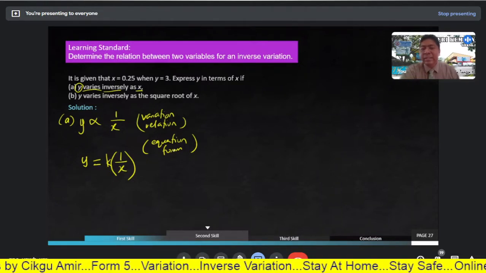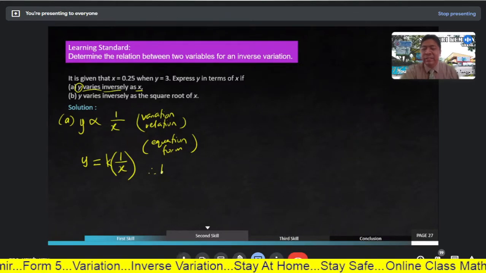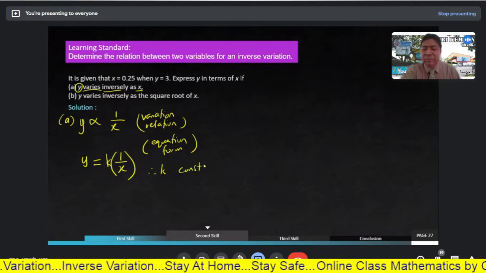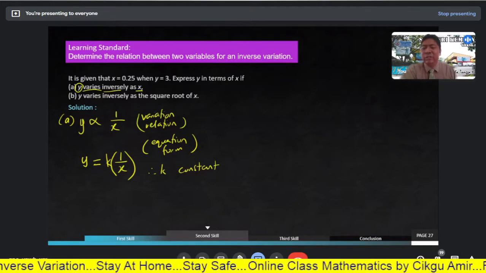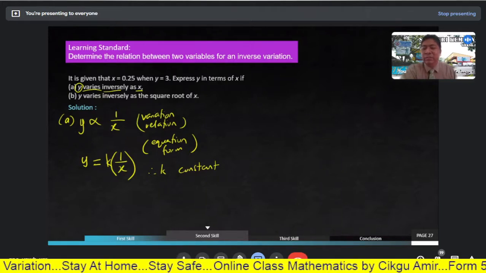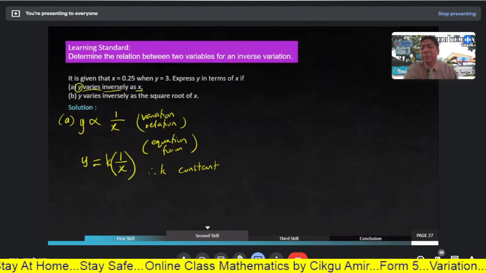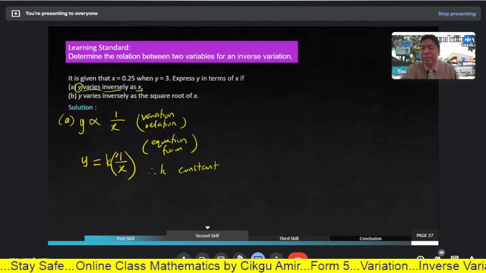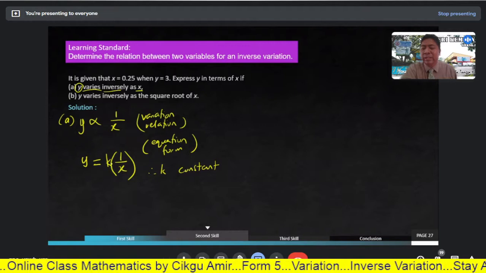What is k? K here is a constant. K is a constant, a fixed value, an unchanged value. So we have the equation form y equal to k in brackets 1 over x. Here is multiply.